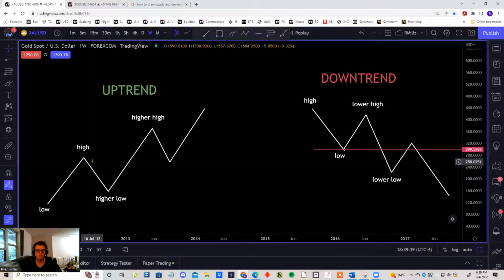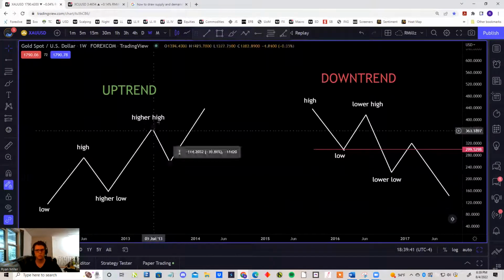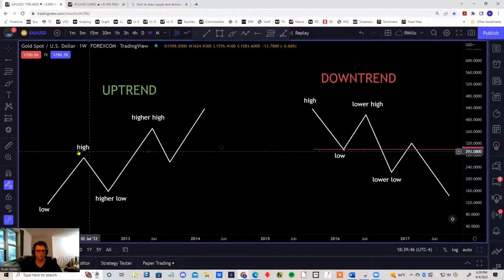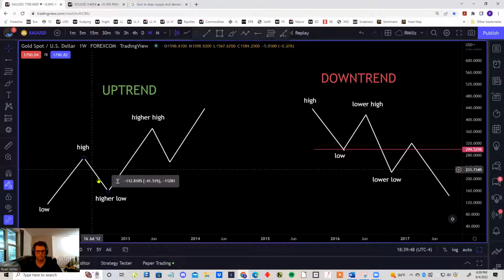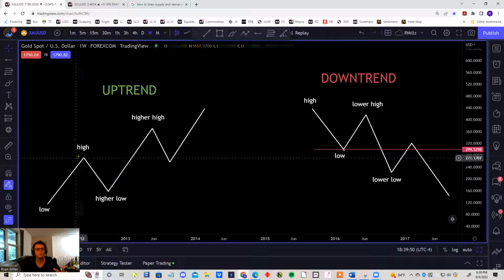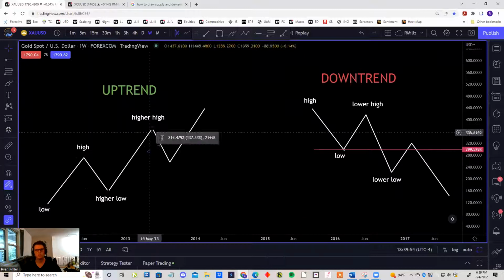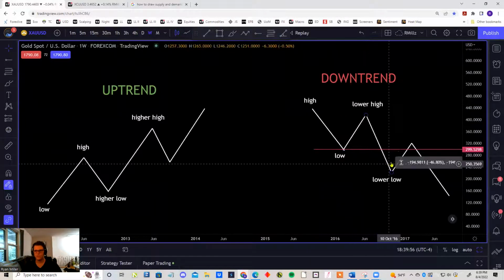Okay, this is what is called major structure. These big moves in the market, these big swings in the market, it's called major structure. So anytime you get a big swing like this or a big pivot, you can call it a swing high or a pivot high. This would be a swing low or a pivot low. This is major structure.